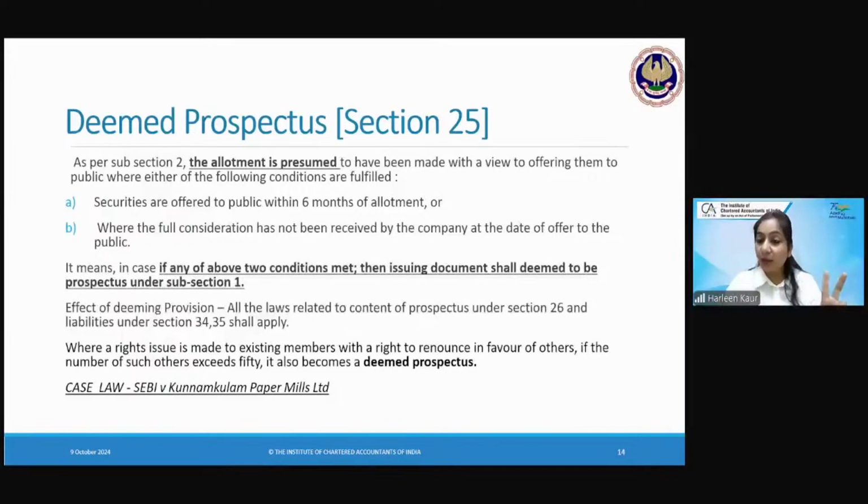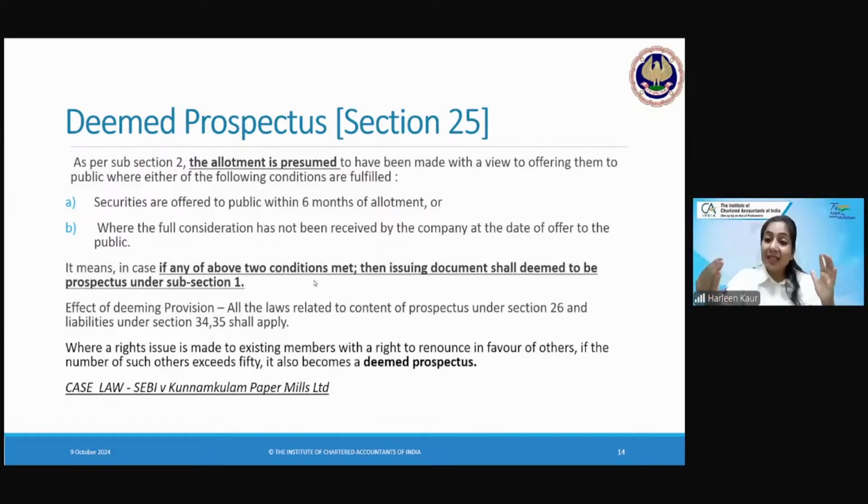And once it is a prospectus, all the provisions of section 26, section 34, 35 will be applicable to this deemed prospectus. And what are the conditions to be seen in order to call this the prospectus? There are 2 presumptions. If allotment of securities happens within 6 months of when this agreement was made between XYZ company and the issuing house, then this document will be a deemed prospectus.